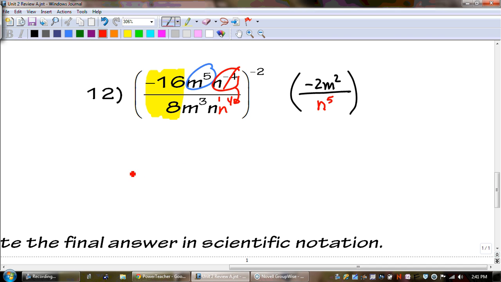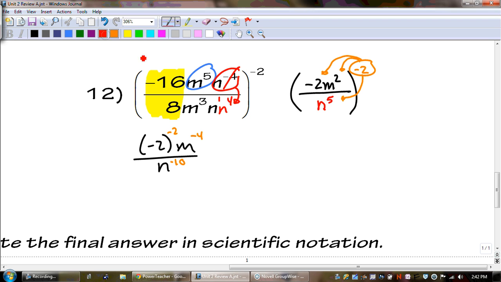Okay? So the next thing that we would do is distribute this negative 2 to everything. Okay? So I'm going to put the negative 2 in parentheses, m, n, and now I'm going to add my new exponents, which would be negative 2, negative 4, and negative 10.